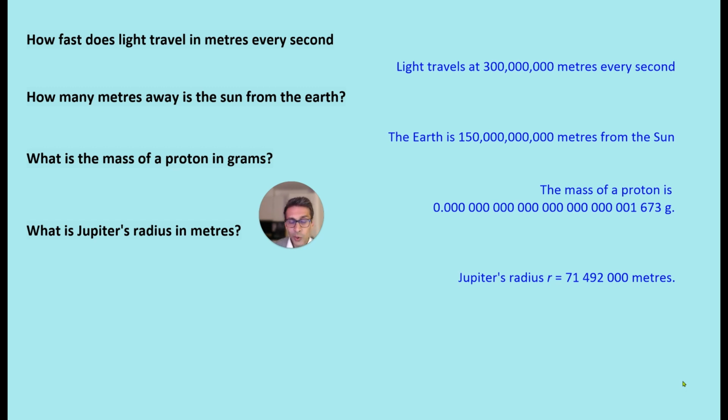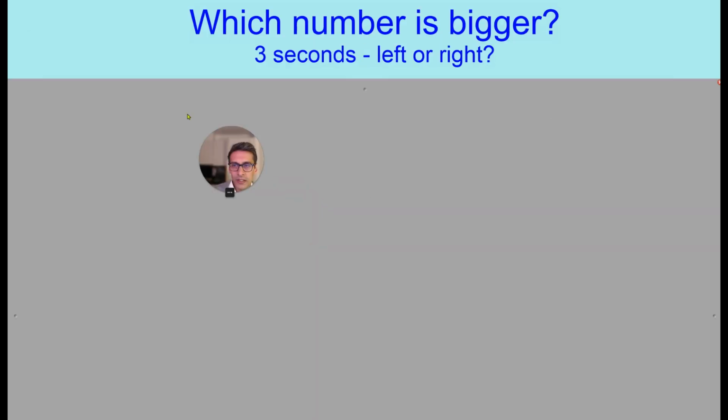You may not have got anywhere close to these, but something like this number here, the mass of a proton, which is a tiny number, we need a way to write this in a more succinct and a shorter way. So that's what standard form is going to be on. Now here's the third task I want you to look at. So you have to decide which number is bigger. There's going to be 2 numbers that appear, one on this side, one on this side. You're going to only have 3 seconds to decide which one is bigger.